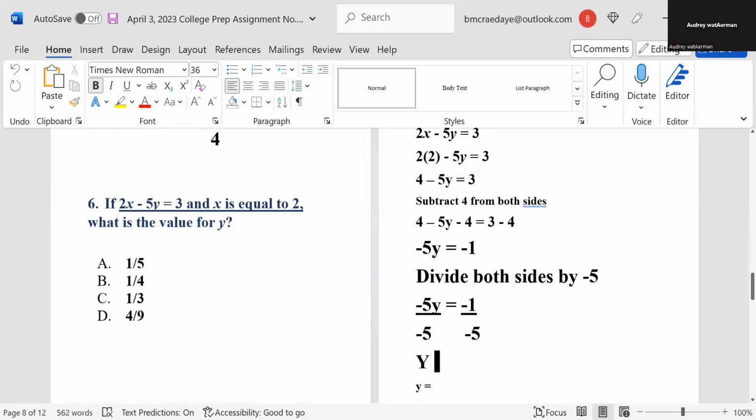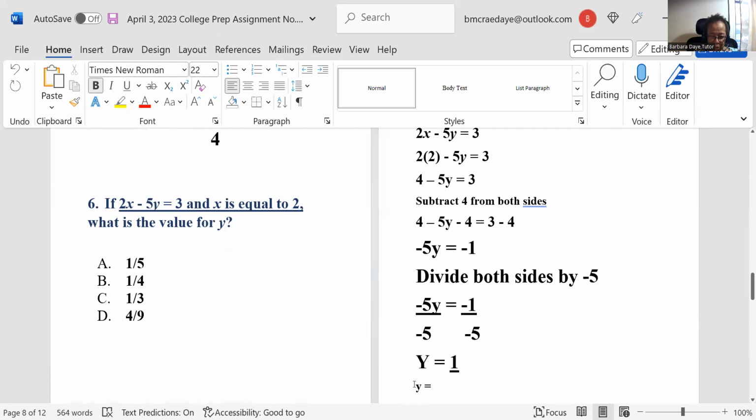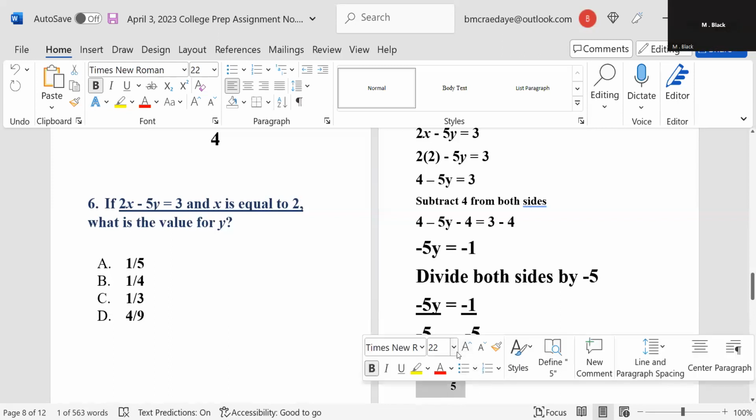-1 over -5, that's a fraction. Minus over minus is plus, so that would just be 1 over 5, not 5. Because that's a fraction, right? Yeah, 1/5. That's right. That's the answer. Audrey, you see how we got the 1/5? We can go back through it. I'll make sure you understand.